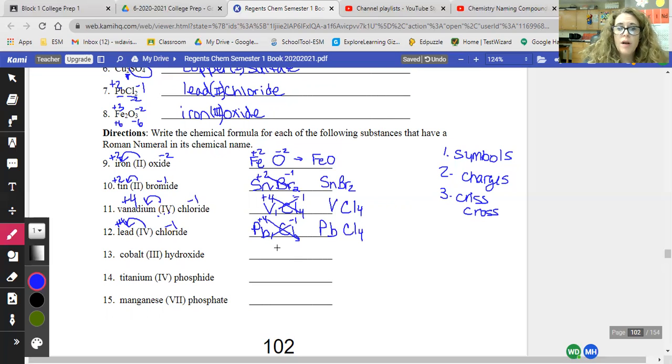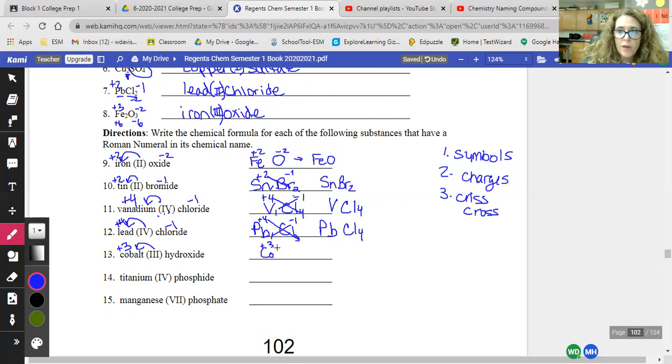So now I have cobalt hydroxide. Even though this ends in "ide," it's hydroxide, not oxide, so this is going to be from table E. My symbol for cobalt is Co, right? I used table S to figure that out. The Roman numeral 3 tells me this is a +3 charge, so cobalt is +3.